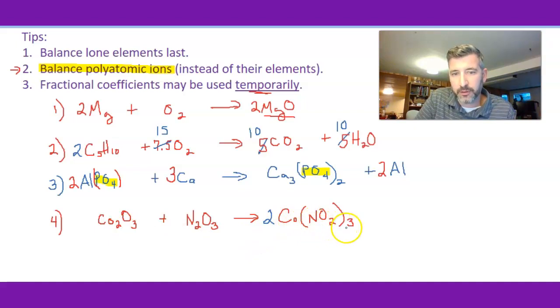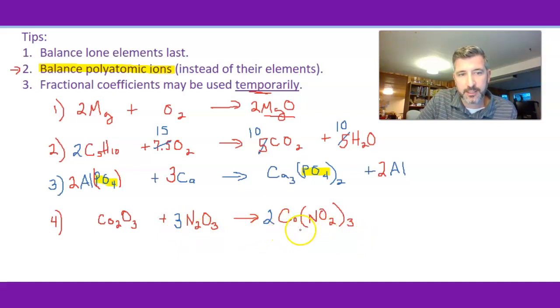But let's see how many nitrogens I have. So originally with 3 nitrites, that would have given me 3 nitrogens. But then I have to multiply that by 2 because I have that coefficient 2. So I actually have 6 nitrogens. So what am I going to have to put out in front of N2O3? I'm going to have to put a 3 so that I have 6 nitrogens on each side.